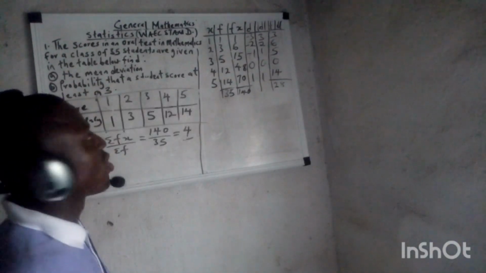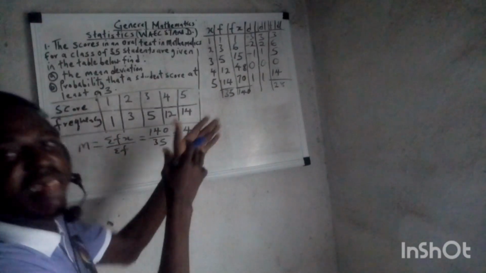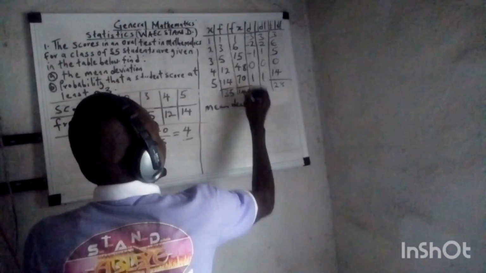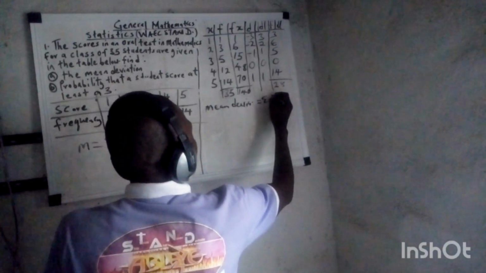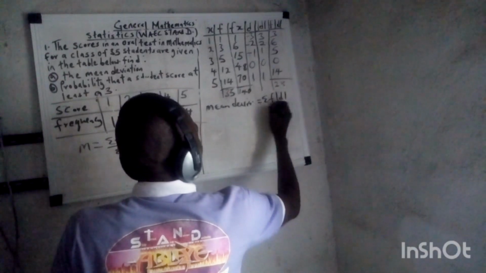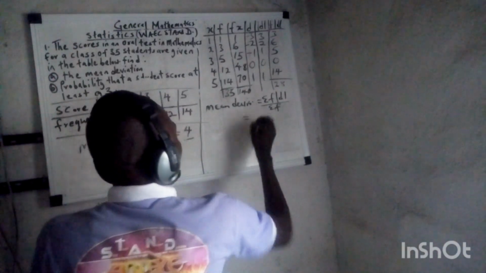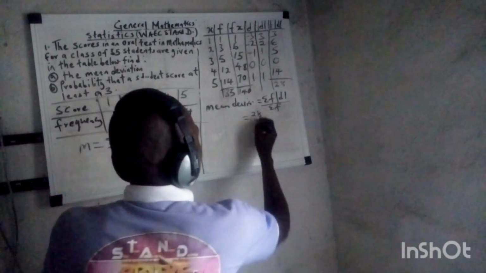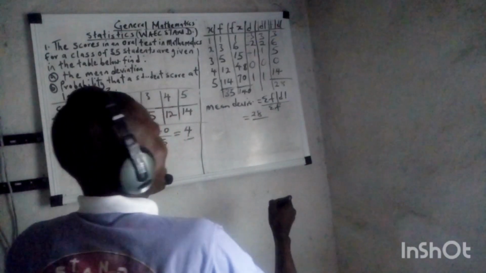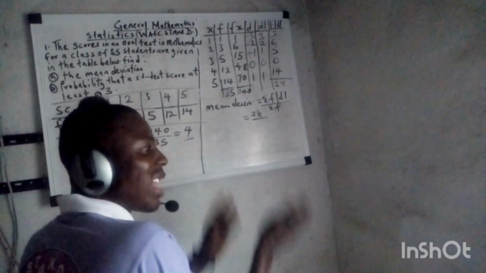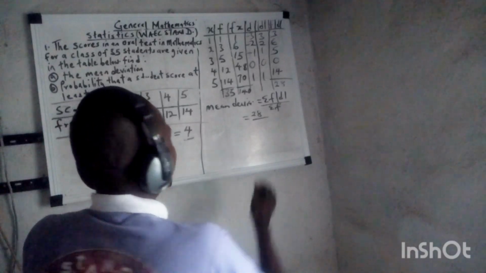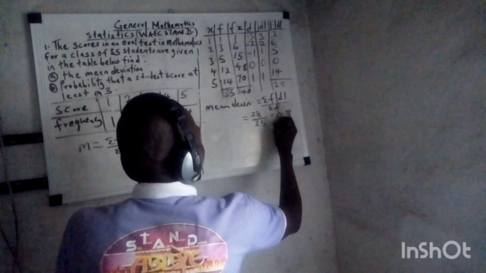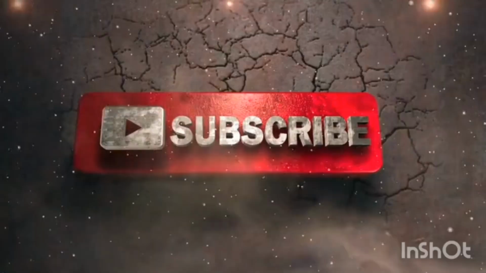We are told to find the mean deviation of this distribution. So the mean deviation is equal to summation f of absolute deviation over summation f. What does that imply? 28, which is the summation of f times absolute deviation, over the sum of the frequency, that is the total value of the frequency, which is 35. Automatically you get 0.8, and that is the final answer.